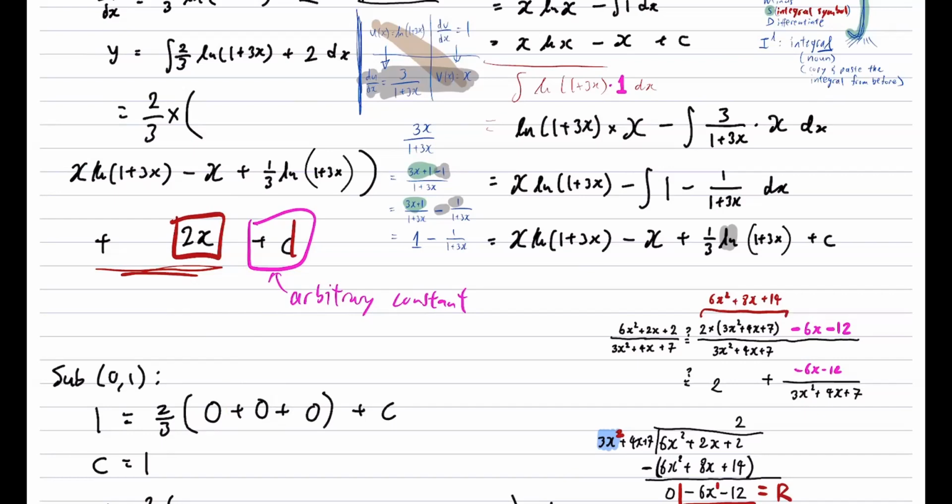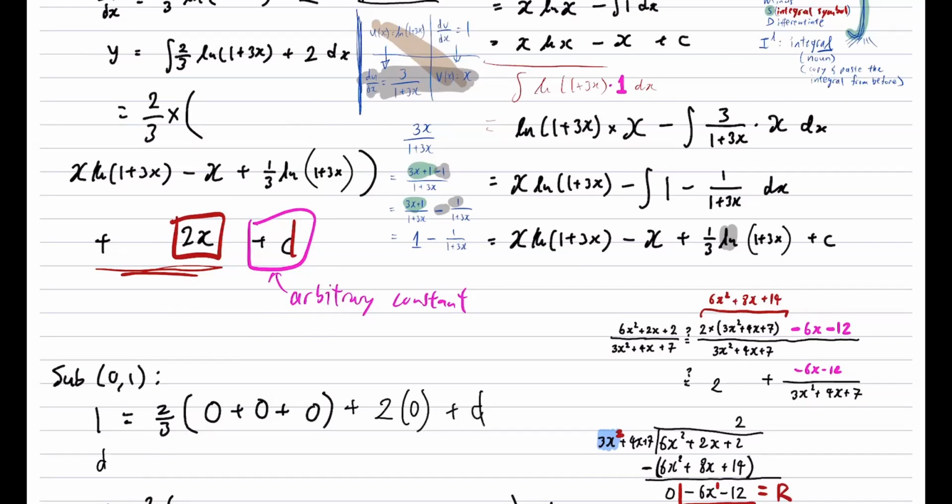ln of 1 is 0. 0 times 1/3 also 0. Okay, that's how we get 0. Then plus, sorry, I made a mistake here. This shouldn't be plus c. It should be plus 2 times x, which is also a 0, then plus d.